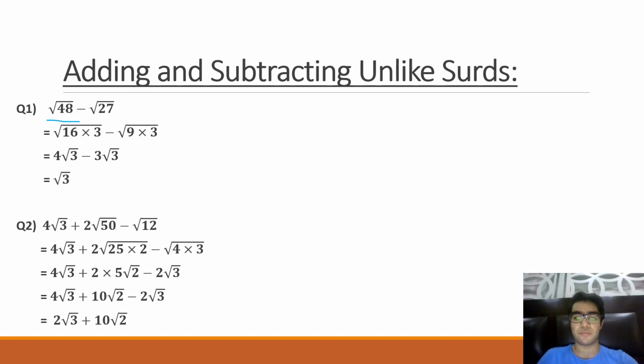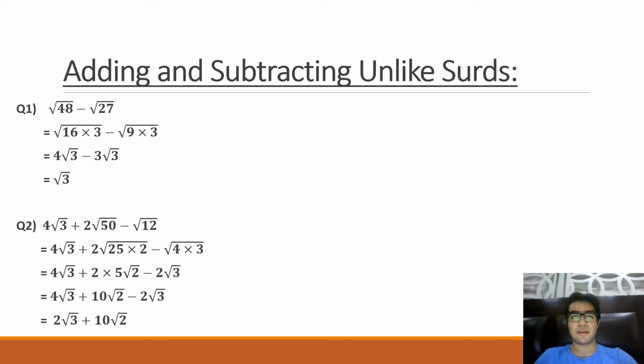You can simplify root 48. You need to find two numbers which multiply together to give 48, and one of them should be a square number, and you should aim to find the biggest square number. So in this case we have 16 times 3. 16 times 3 gives us 48, and 16 is a square number. It's a perfect square number, and it's the biggest square number that we can have.